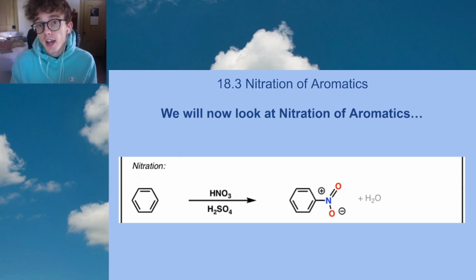We use nitric acid and some sort of acid, like H2SO4 is a good example, and we're going to add that NO2 group. We're also going to get water as a byproduct. Now let's get into the mechanism.